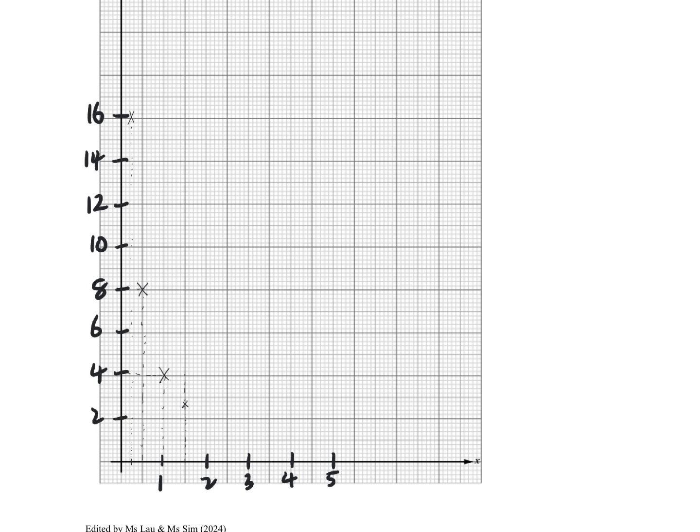Somewhere here in the middle. Okay, then we have 2 here. Then we have 3 and 1.3. Okay, 4 and 1. And then 5 and 0.8. So you see all the points.